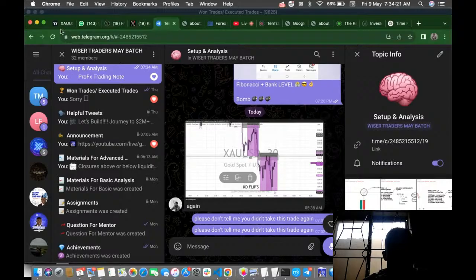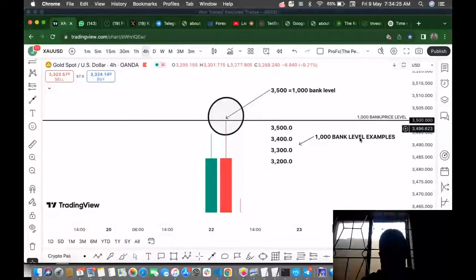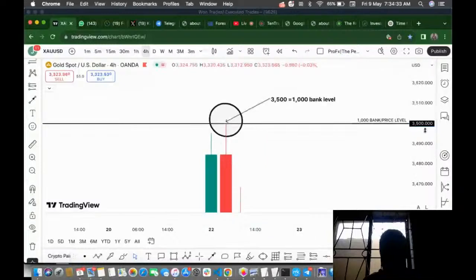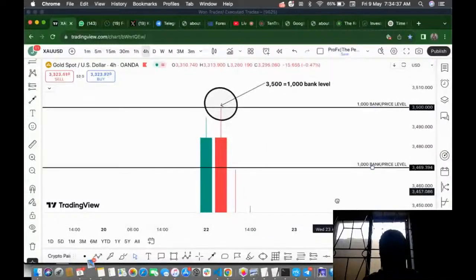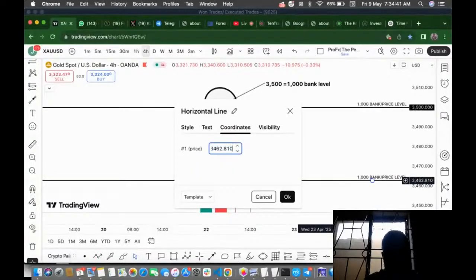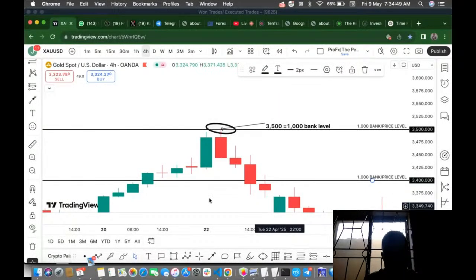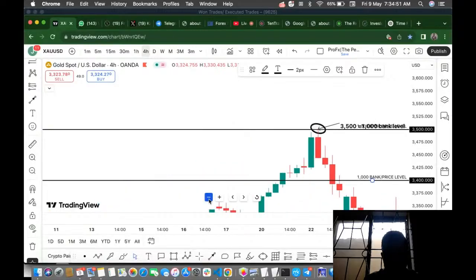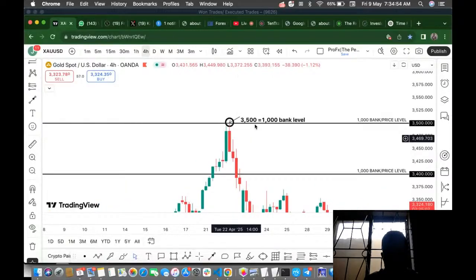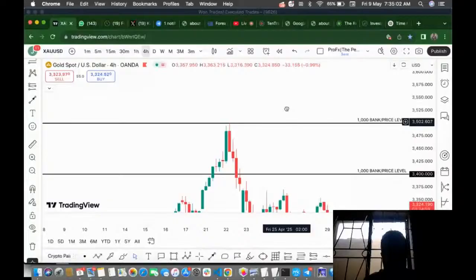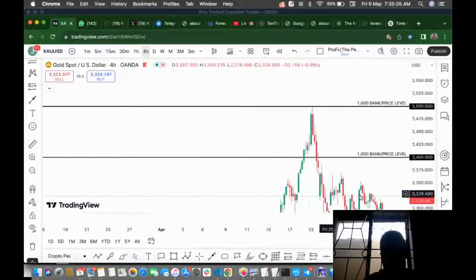So now, what's the next bank level? 3,4, right? So let's mark out 3,4. Let's mark out 3,3 bank levels. So I bring my tool here and edit the coordinates to 3,4. Enter. On lower time frame is when you appreciate the respecting of these levels. Next one, 3,3, right?